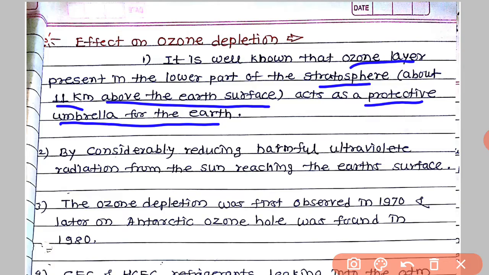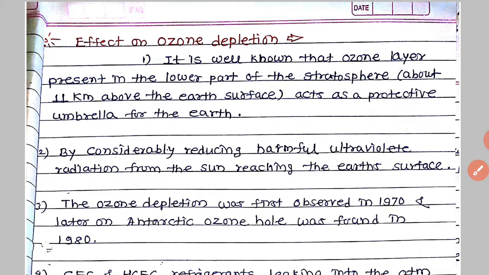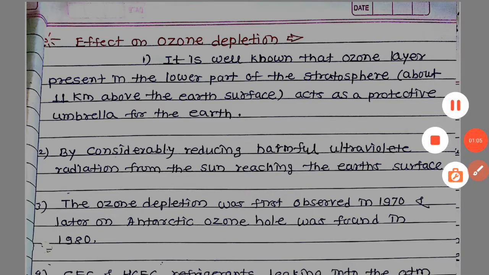It reduces harmful ultraviolet radiation from the sun from reaching the earth's surface. The ozone layer depletion was first observed in 1917 in the Antarctic zone. A hole was found in 1918. That is, the first observation of ozone layer depletion took place in 1917, and later in the Antarctic zone in 1918 the hole in the ozone was observed.